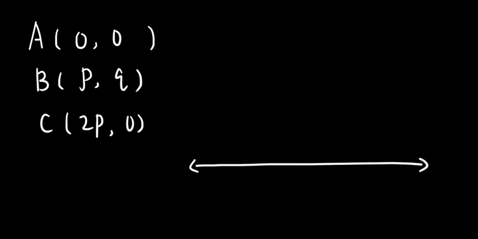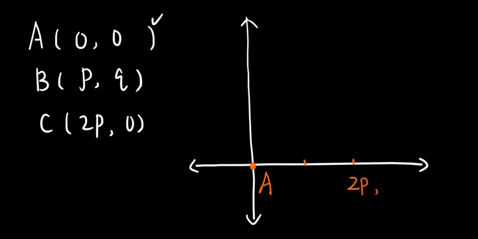Coordinate plane, x-axis, y-axis. Let's graph the first one. 0, 0 right here. 0, 0 is A. And we want 2P, 0. So I'm going to say this is my 1P, this is 2P. So 2P, 0 is right here, which is C. So we just graphed C.